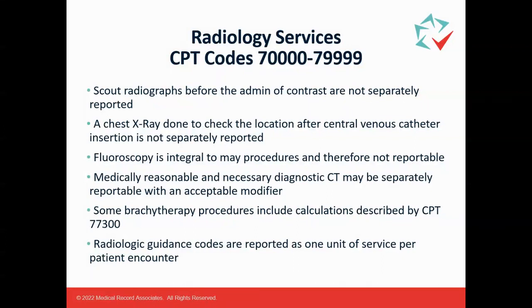Fluoroscopy is integral to many procedures and therefore not reported. Medically reasonable and necessary diagnostic CT may be reported separately with an acceptable modifier. Some brachytherapy procedures include calculation descriptions by CPT. 77300 is a radiation dosimetry calculation. So a lot of the brachytherapy procedures already include that calculation, so you would not report that code separately. Radiologic guidance codes are reported as one unit of service per patient encounter.